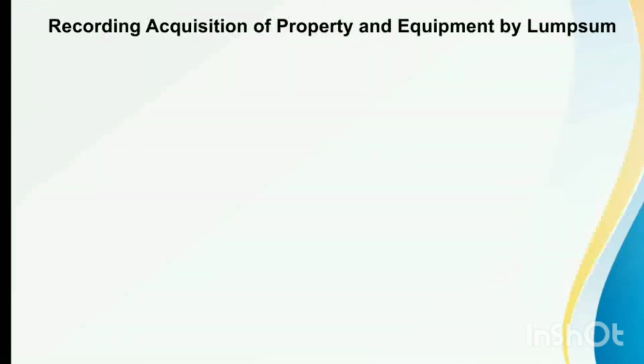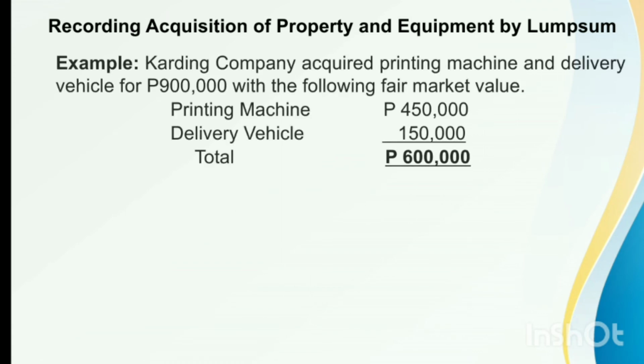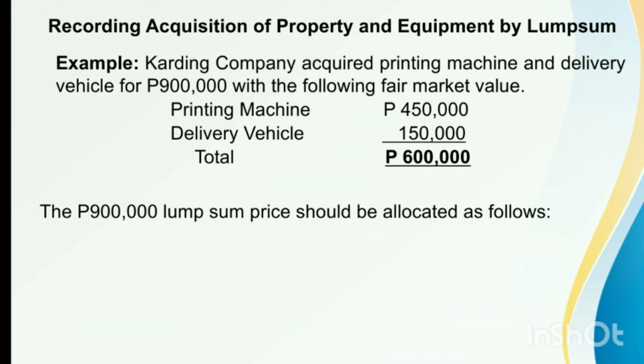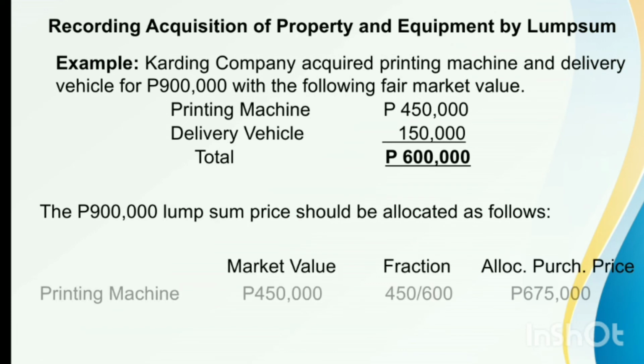Recording acquisition of property and equipment by lump sum. If the company acquires a group of assets for a lump sum price, the total cost should be allocated to the individual assets based on the relative fair market value. So for example, Carding Company acquired printing machine and delivery vehicle for 900,000 pesos with the following fair market value. Printing machine 450,000, delivery vehicle 150,000. So the total fair market value is 600,000 pesos. The 900,000 pesos lump sum price should be allocated as follows.